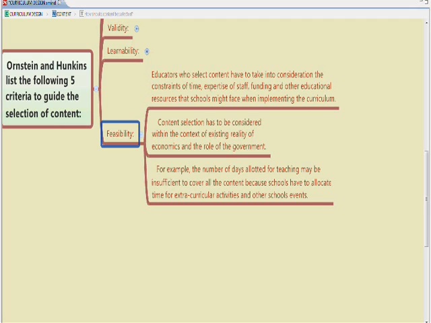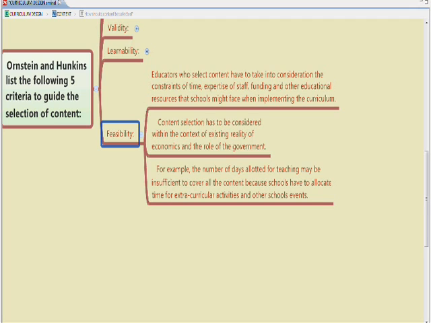Then you have the content selection, which has to be considered within the context of the existing reality of economics and the role of government. See, this is once again from the school situation. If you're talking about contemporary issues, there's a big thing about maths and science being taught in Malay, whether it's taught in English, the economics, the role of the government, and the whole thing comes into play.